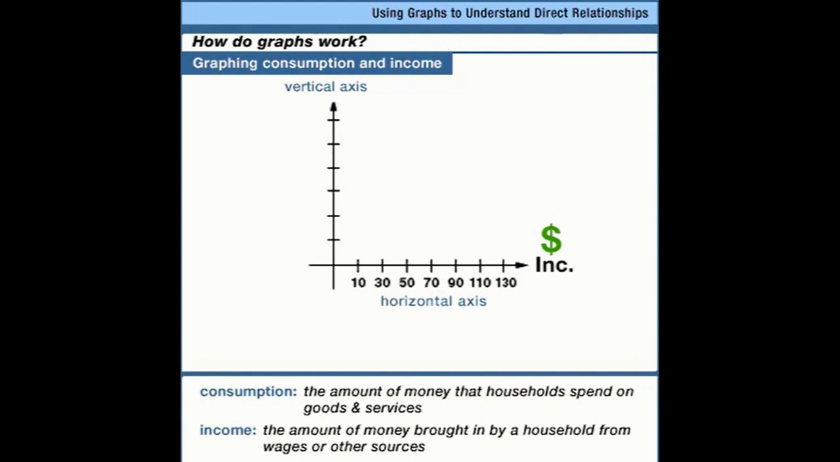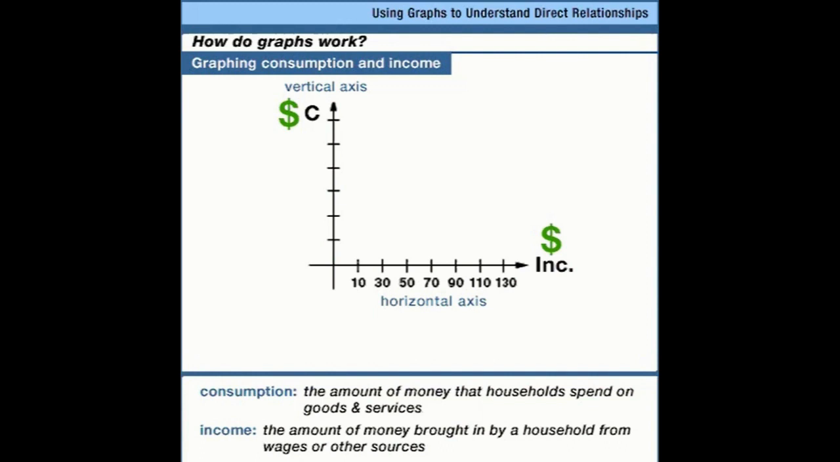On the vertical axis now, I'll represent the other variable. And this is going to be consumption spending, which I'll represent with the letter C. So as I increase my vertical altitude here, I'm increasing the consumption spending of this household. I'll put a dollar sign here to remind me that consumption is measured in dollars. And I'll do the same thing that I did on the horizontal axis. I'll calibrate using tens, and I'll skip every other one so that I don't get too crowded.